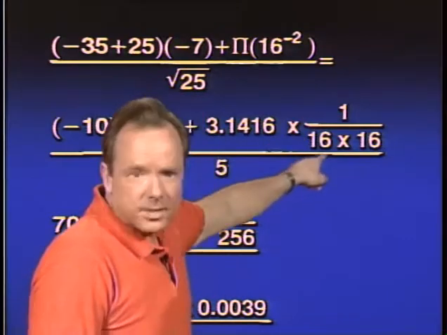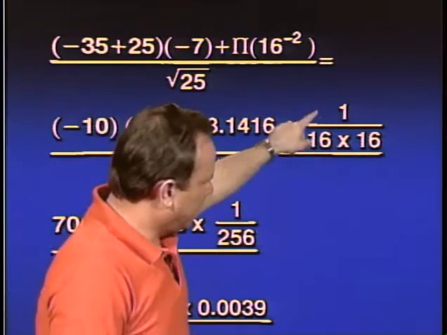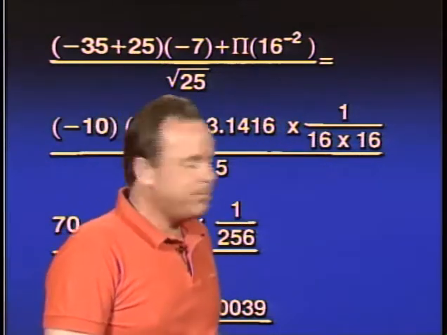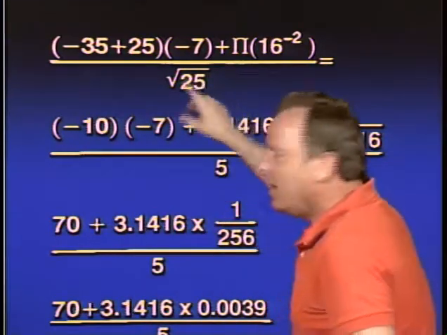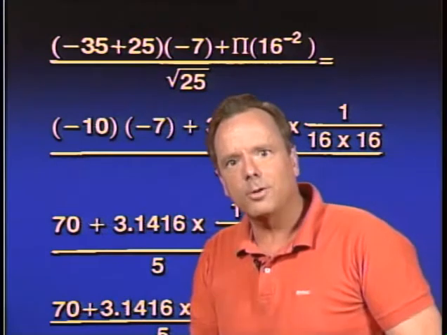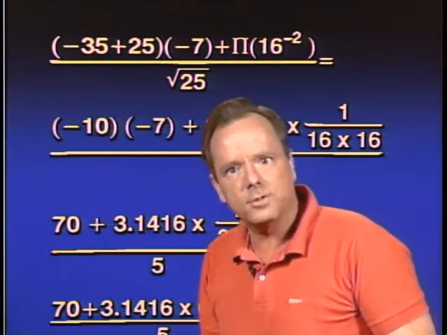And 16 squared is 16 times 16. So it's 1 over 16 times 16. And it's all divided by, if you remember, the square root of 25. I can do that one in my head. The square root of 25 is 5. 5 times 5 is 25.